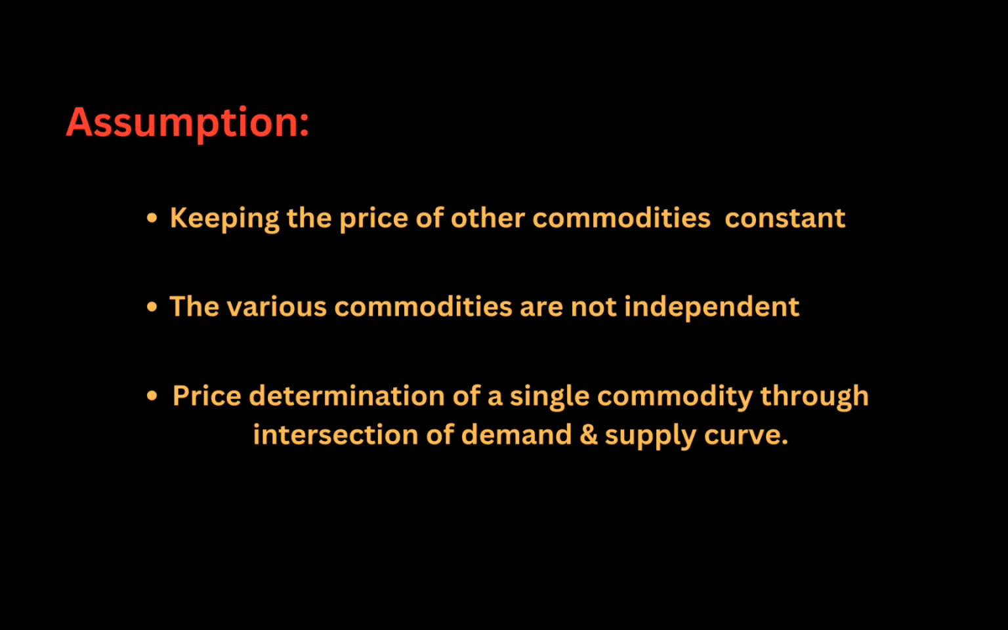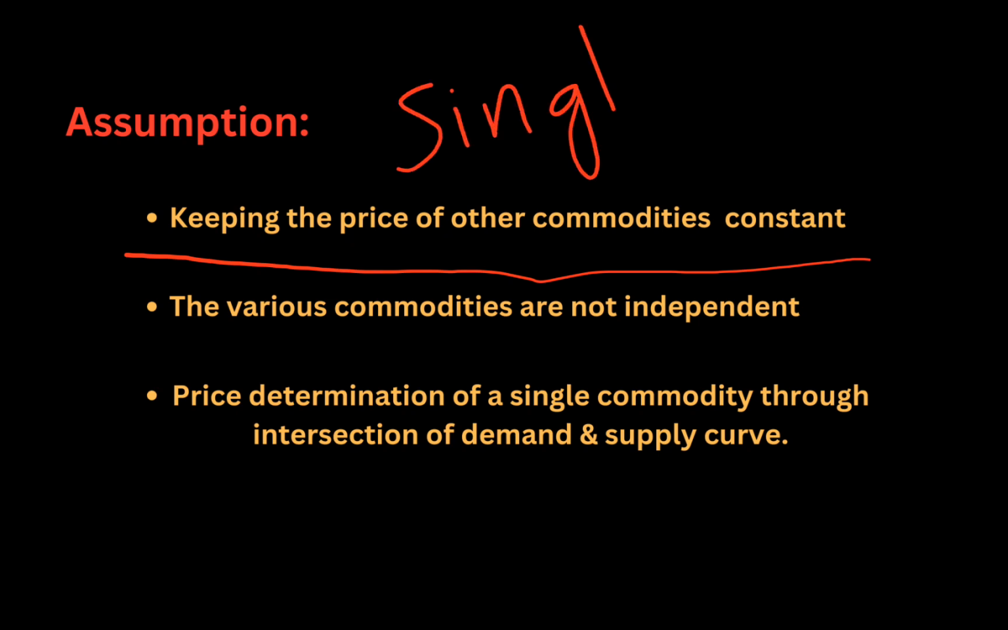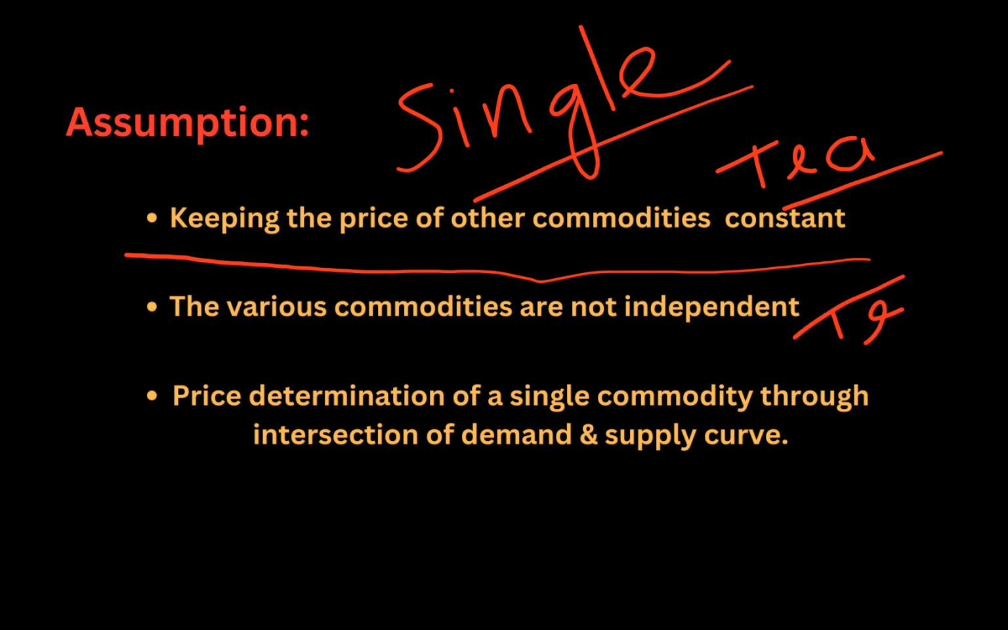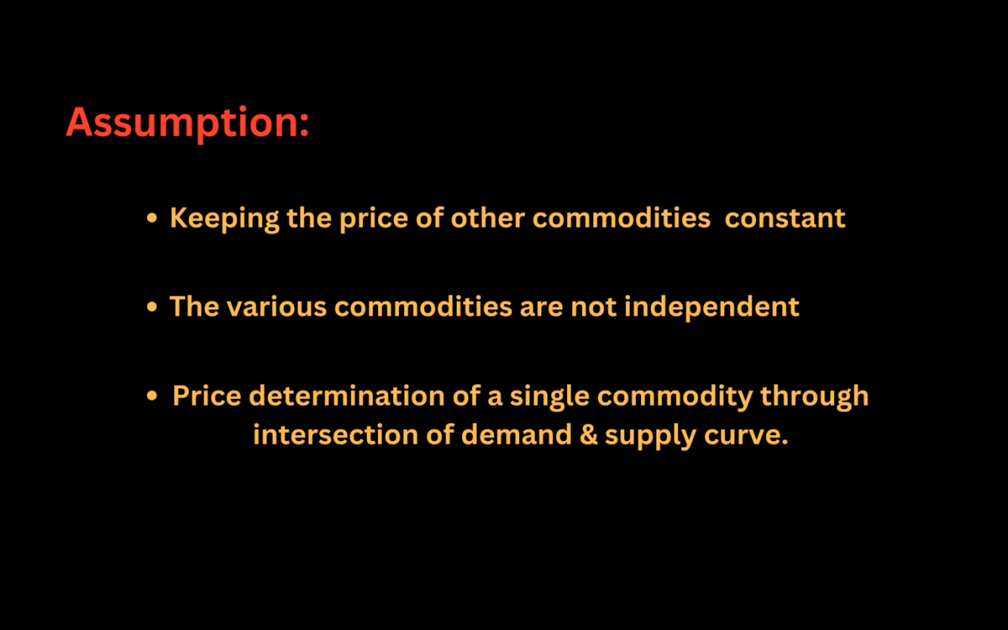This approach is determined under certain assumptions, which means keeping the price of the other commodities constant, such as the price of substitute goods. This approach only comes under a single commodity. If you take a single commodity like tea, you must take only one company's tea brand, not every tea brand in the market. So this approach keeps the price of other commodities constant.